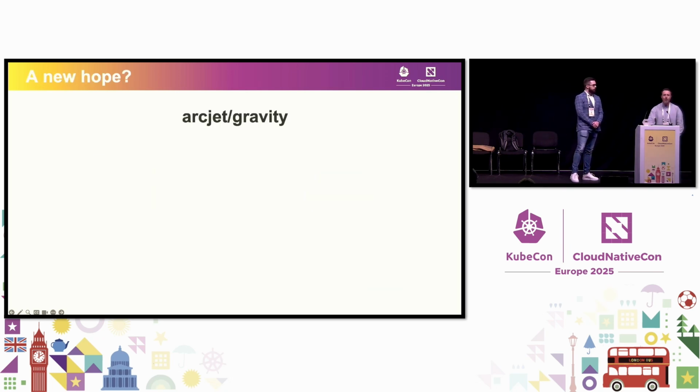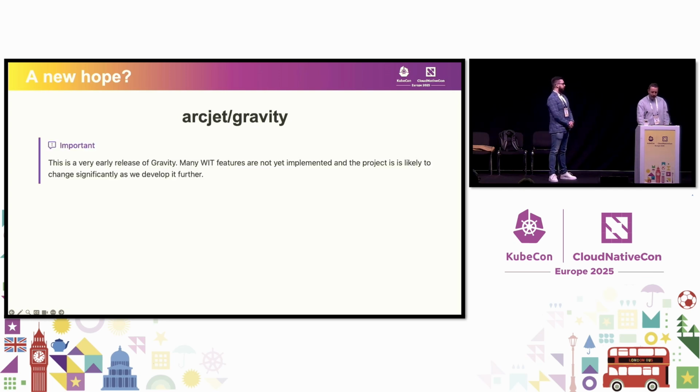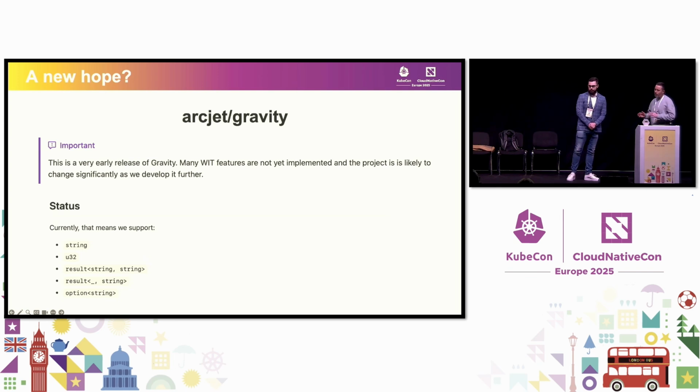But there's a new hope. There's a new project that was released in January called Gravity. Gravity is very, very early at the moment, but it's essentially a transpiler. It is trying to build on top of wazero to implement the component model. At the moment, it is still super, super early.